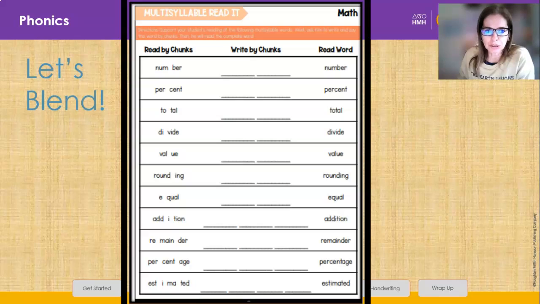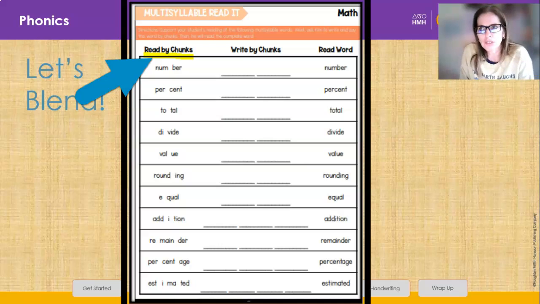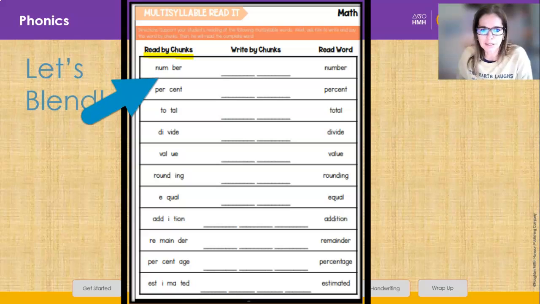In your seesaw journal, you're going to go over and you're going to see 3 columns. This says read by chunks. You will remember from the video we just watched that the student already had a word written in chunks, right? And she had to read by chunks. So the first thing you're going to do is blend to read the sounds in each chunk or in each syllable. So let's do this together. Read this first chunk with me. Num. Next chunk, burr. And the word is number.